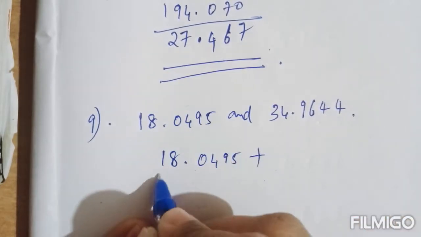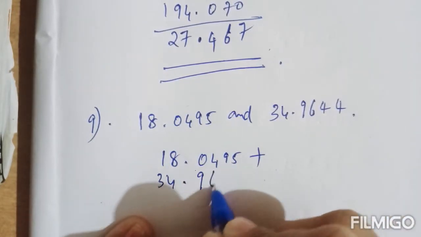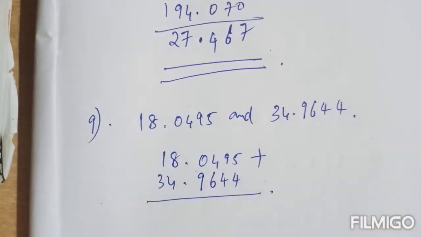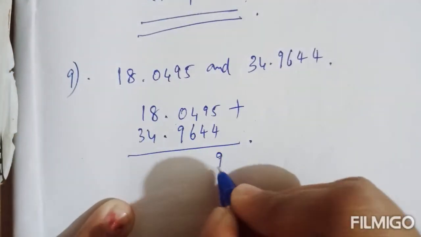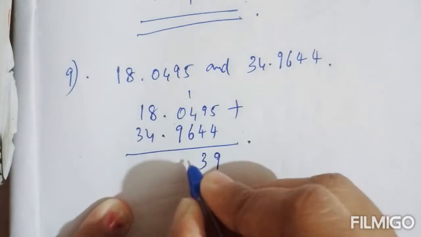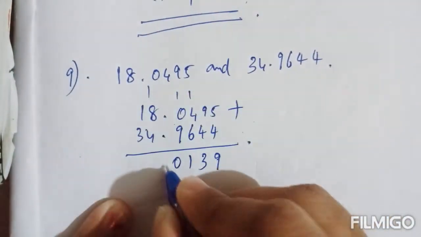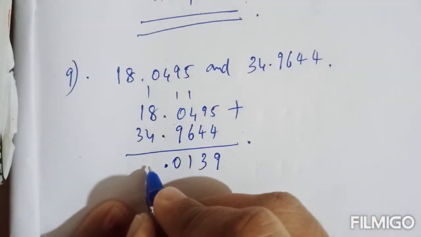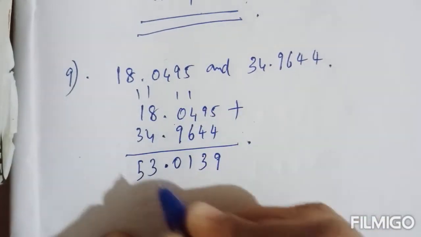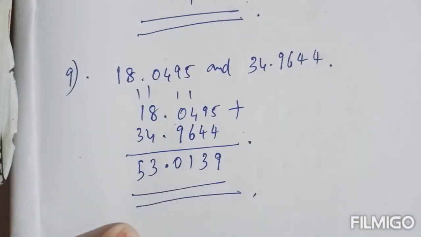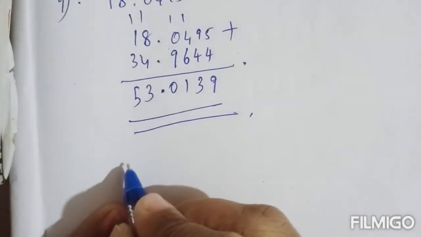18.0495 plus 34.9644, you will get a 9 here, 13, 11, 10, 13, 53.0139. This is the first sum.